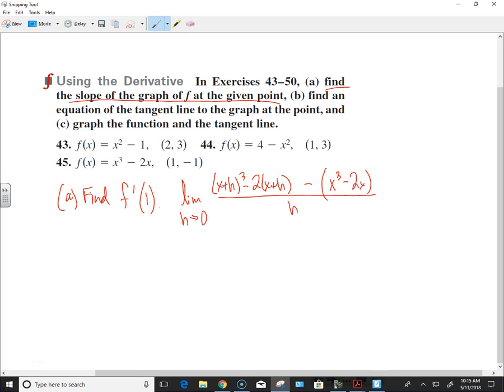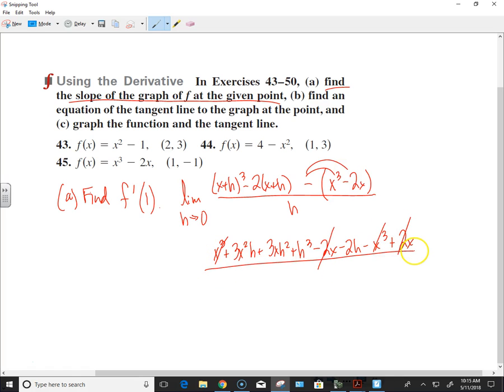Good. Are you guys cool if I use a little Pascal's triangle? 1, 3, 3, 1? Because it's a cube. So I have 1x cubed plus 3x squared h plus 3x h squared plus h cubed, a little binomial theorem action, minus 2x minus 2h minus x cubed plus 2x. Don't kill a seal. Yay! Who's left? All guys with h's. Factor out an h. You have 3x squared plus 3xh plus h squared minus 2 all over h.